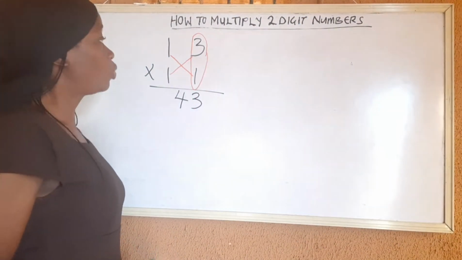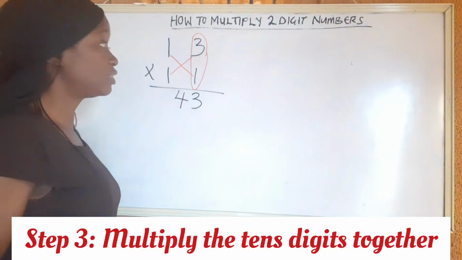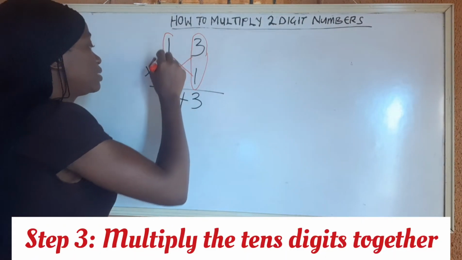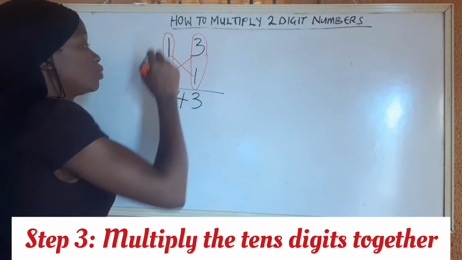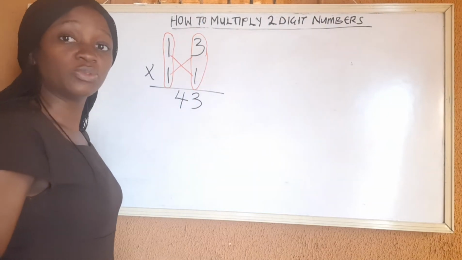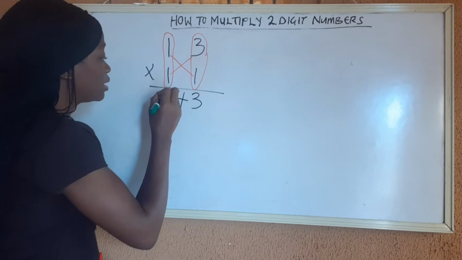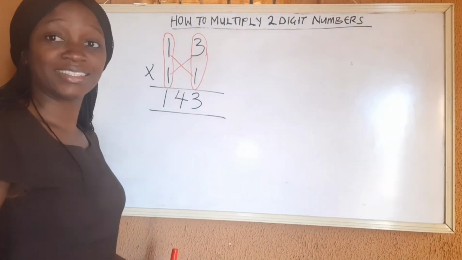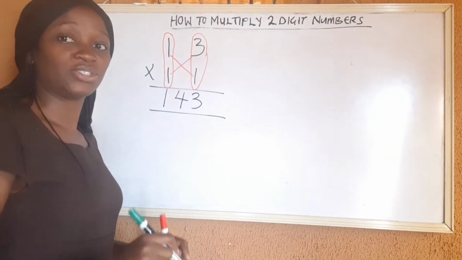Our third step will be to multiply the tens digits together. So we are going to multiply the tens digits together, and that is 1 times 1. Now 1 times 1 gives us 1, and so we write that 1. And that's the answer to that question, solved in just 3 steps.